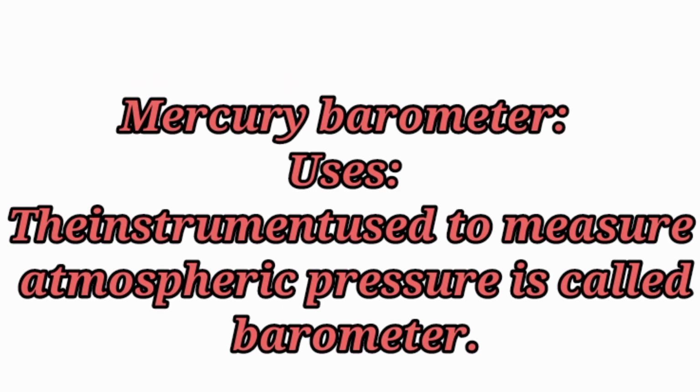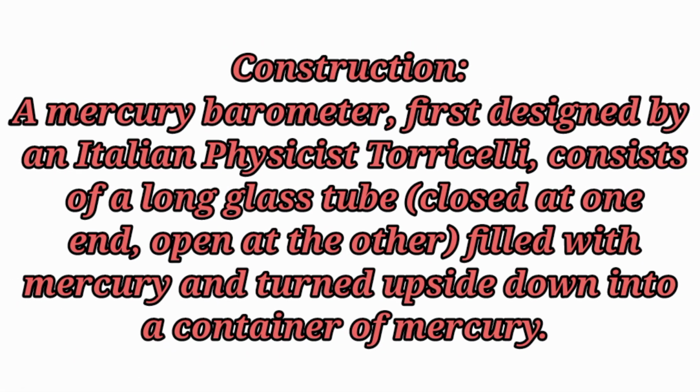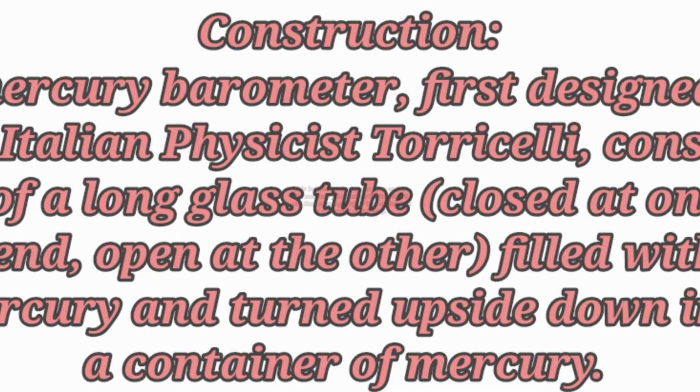Describe the construction and working of Mercury Barometer. Answer. Mercury Barometer. The instrument used to measure atmospheric pressure is called barometer. Construction. A mercury barometer, first designed by an Italian physicist Torricelli, consists of a long glass tube that is closed at one end, open at the other, filled with mercury and turned upside down into a container of mercury.